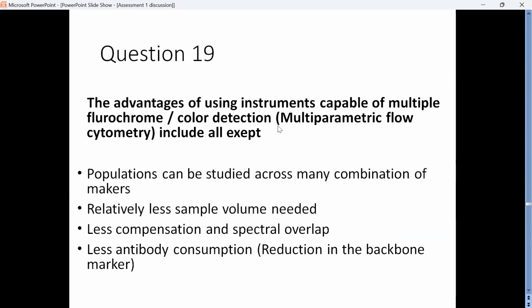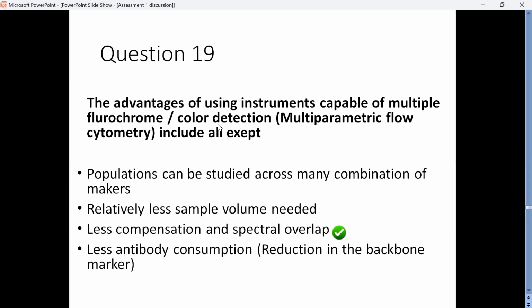The advantage of using instruments capable of multiple fluorochrome or color detection, that is multiparametric flow cytometry, include all except: populations can be studied across many combinations. Yeah, that is an advantage. Relatively less sample volume needed. Yes, that is an advantage. Third is less compensation and spectral overlap, which is wrong. I'll tell you. Fourth is less antibody consumption. That is correct. So the answer here is less compensation and spectral overlap.